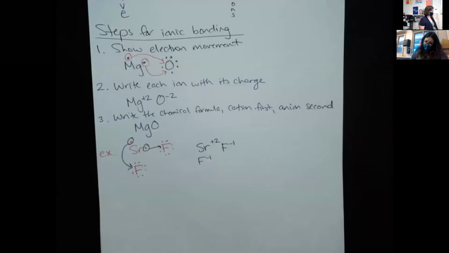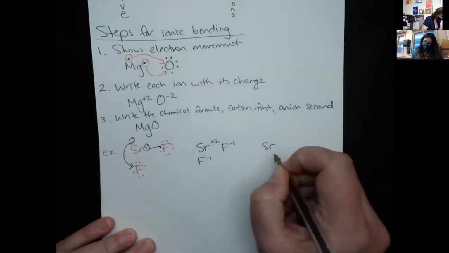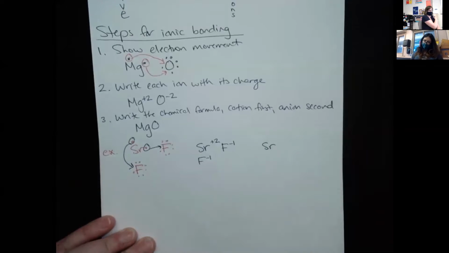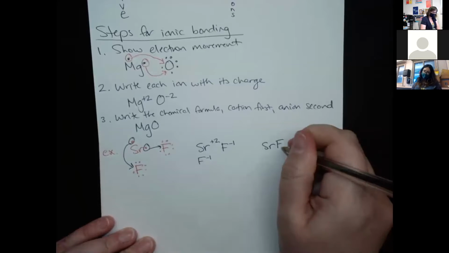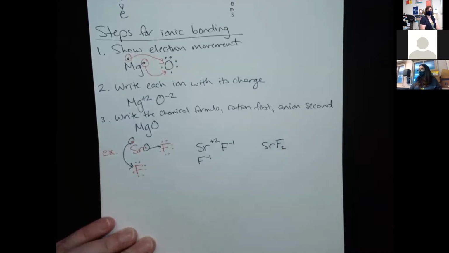All right, last step is to write the chemical formula. The cation comes first, so the positive thing comes first. So strontium comes first. We only had one strontium, so we just write Sr. And then we write F, and what number do we write after F? The little subscript of a 2. It's the small number on the bottom. You've all seen H2O for water, right?